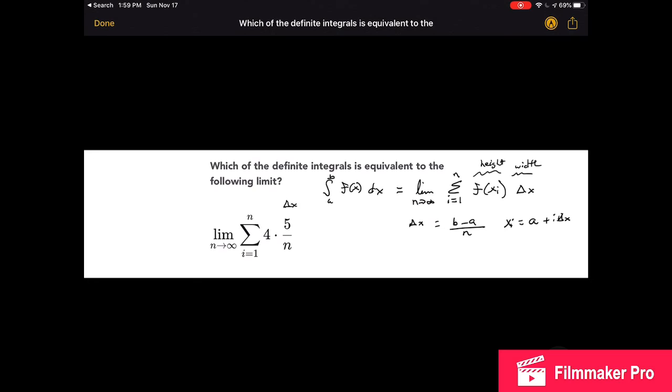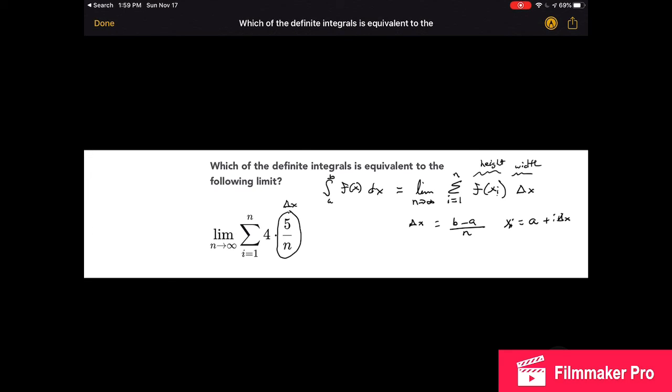First we look for our delta x, our width, and we see that it's 5 over n. So that means b minus a must be 5. So I know my definite integral is going to have a width of 5. The next thing I look for is my i, because that tells me something about the a plus i delta x, which has to get substituted wherever there was an x in the original function.